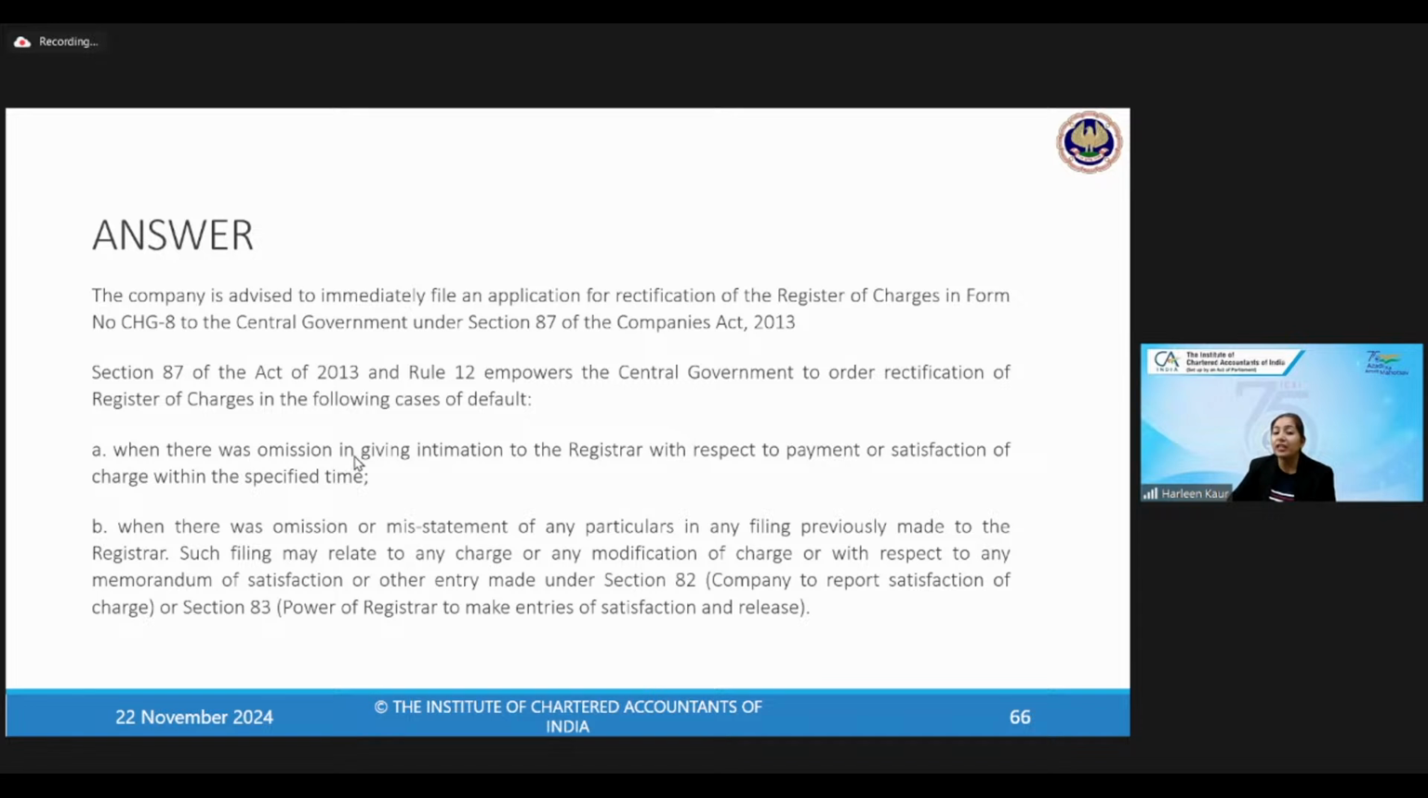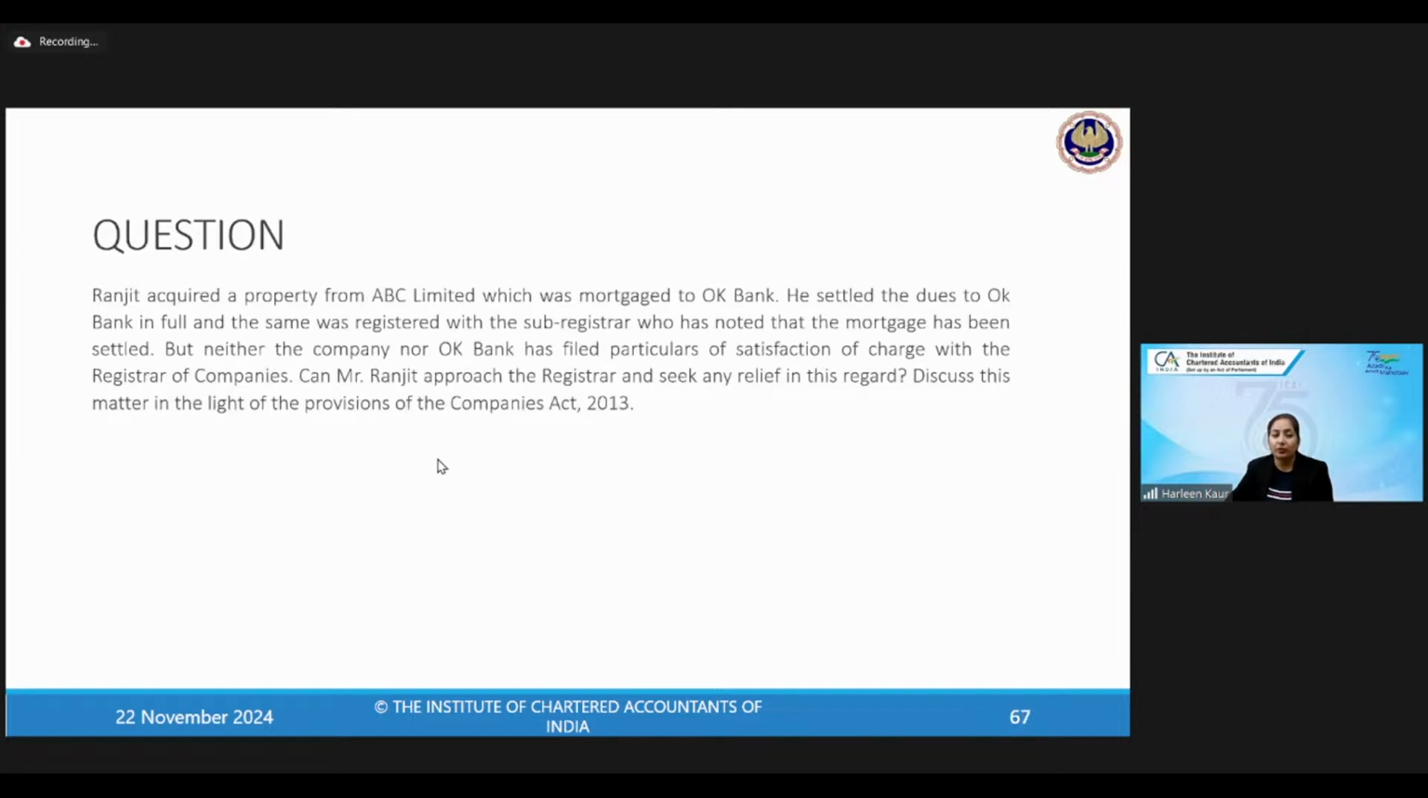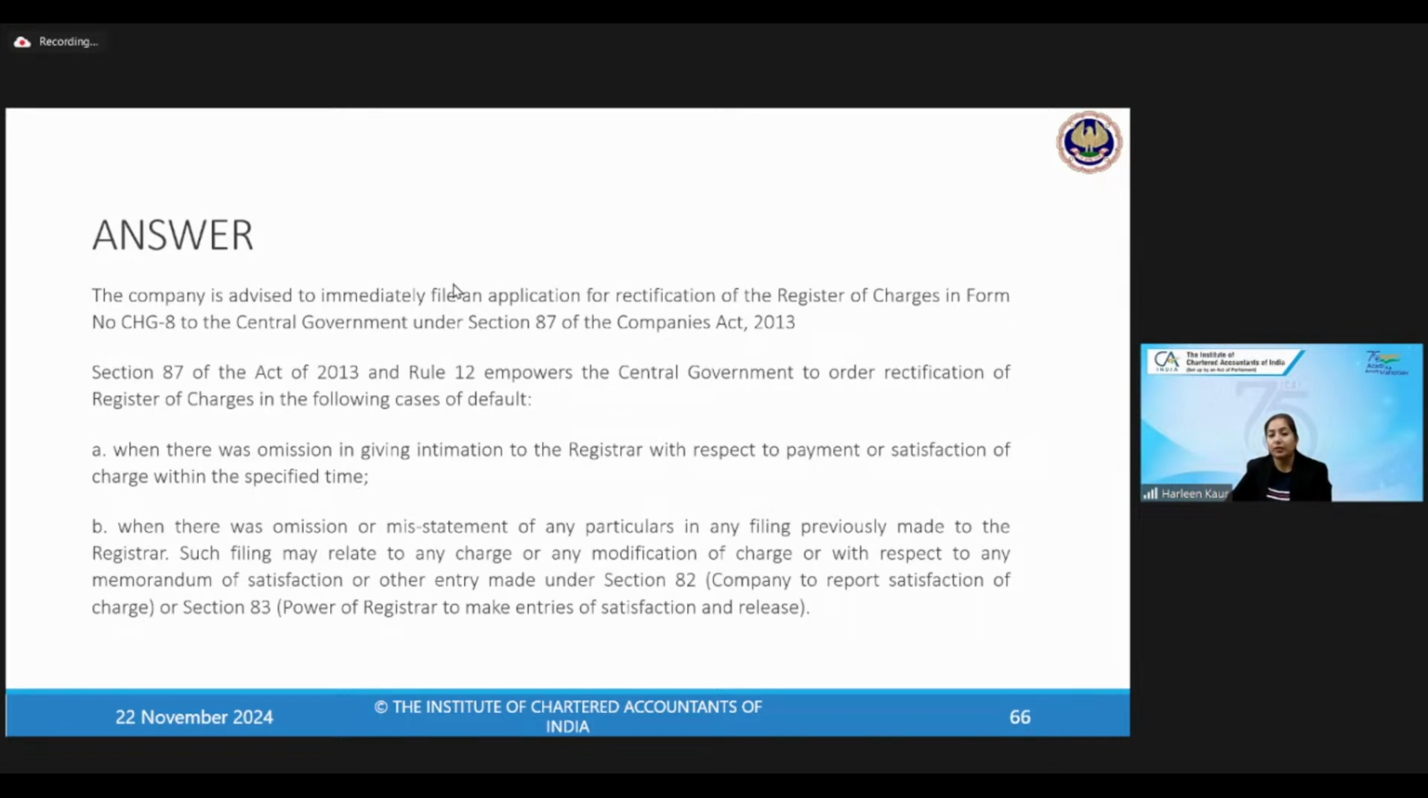So if there has been any omission in giving the registrar information about the payment of the charges or any omission, then you need to make an application to the Central Government. So here the Central Government will step in. You will file the application in form CHG 8, not the CHG 3 form. You will be using the CHG 8 form. And then section 87, the whole of it will, as it is, become applicable.